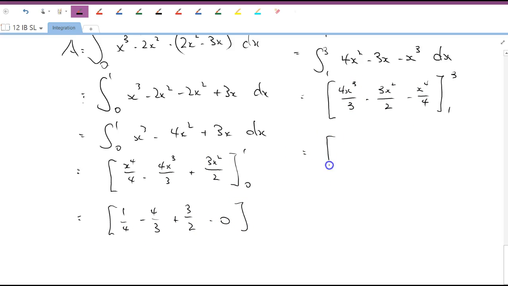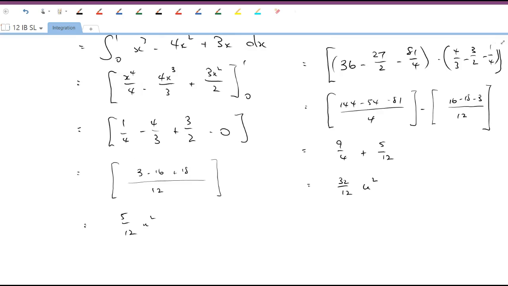Now if I want to put 3 in here, 3 cubed is 27 times 4 is 108, over 3 is 36, minus 3 goes in there, 3 squared is 9, times 3 is 27, minus 27 over 2, and then I'm going to put 3 in here, 3 to the power of 4 is 81 over 4, and I'm going to subtract, putting 1 in, 4/3 minus 3 over 2 minus 1 over 4. I think I'll pause while I do some calculations.